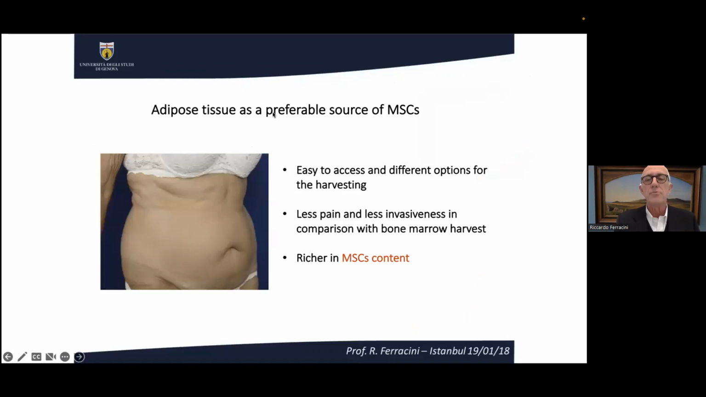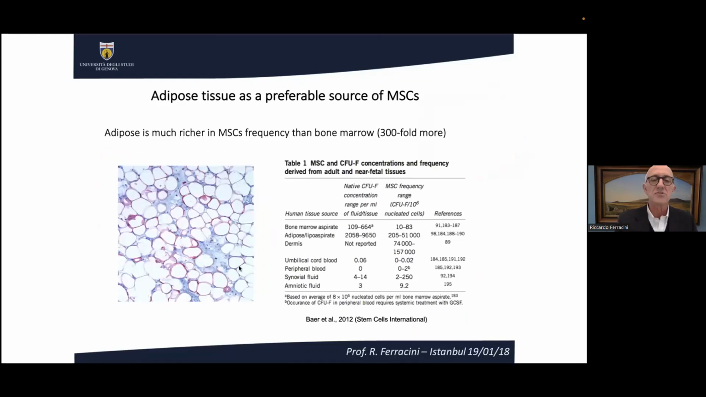Adipose tissue is preferred to other sources because it's easy to access. It doesn't give you much pain to do the harvesting. You have anesthesia, and it is richer in stem cells, so much richer than bone marrow. Bone marrow, MSC 10 to 80; adipose tissue, MSC 200 to 50,000, depending on the patient. There is a variation, but the amount is always outstandingly more.